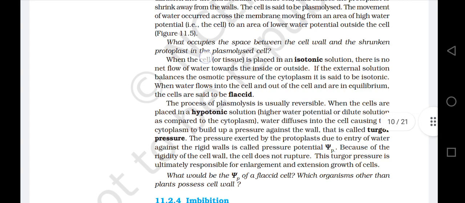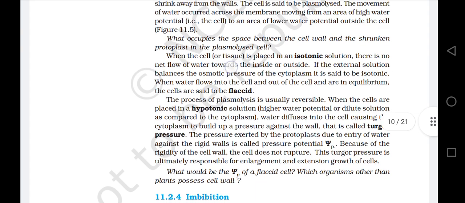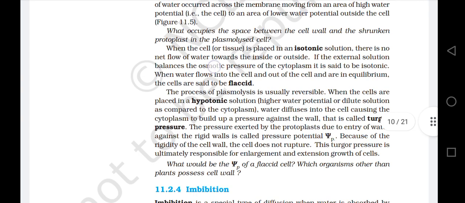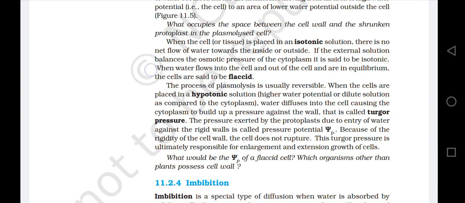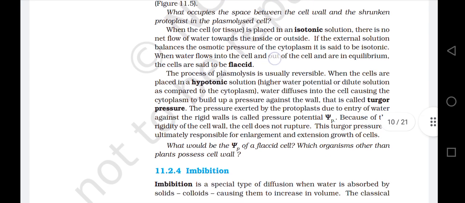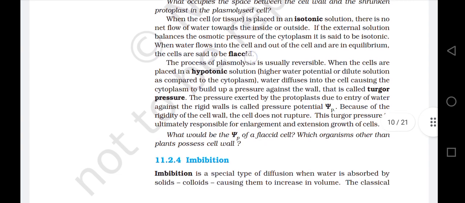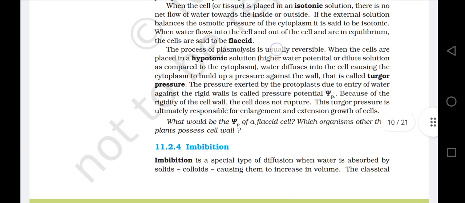When the cell or tissue is placed in an isotonic solution, there is no net flow of water towards the inside or outside. If the external solution balances the osmotic pressure of the cytoplasm, it is said to be isotonic. When water flows into and out of the cell and is in equilibrium, the cells are said to be flaccid. The process of plasmolysis is usually reversible.